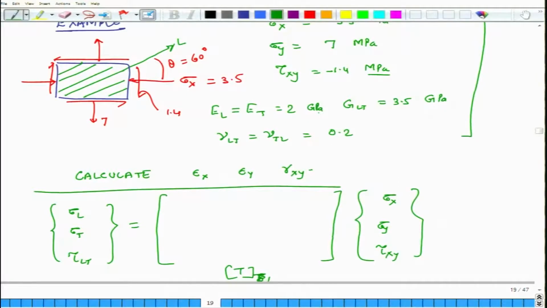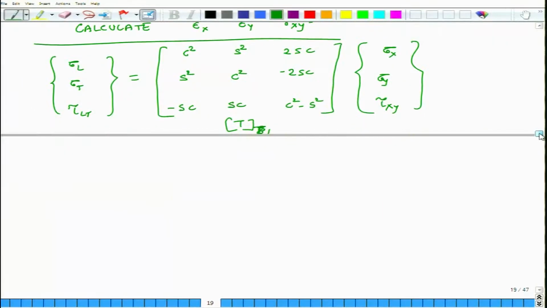And what are the coefficients, the members of this transformation matrix? Cosine square theta, sin square theta, 2 sin theta cosine theta, minus 2 sin theta cosine theta, and cosine square theta minus sin square theta. This is cosine square theta, this is sin square theta, and these are minus sin theta cosine theta, and this is sin theta cosine theta. So, the first step is computing sigma L, sigma T, tau LT.